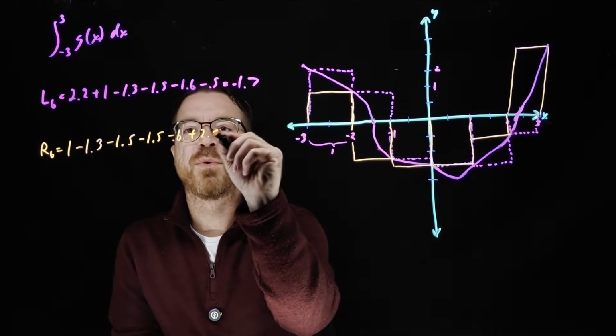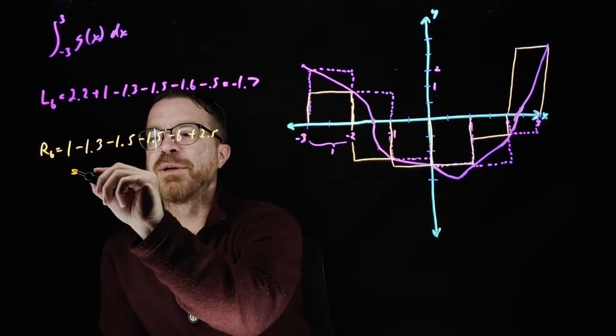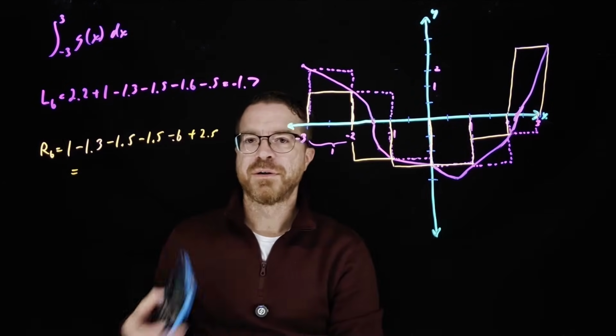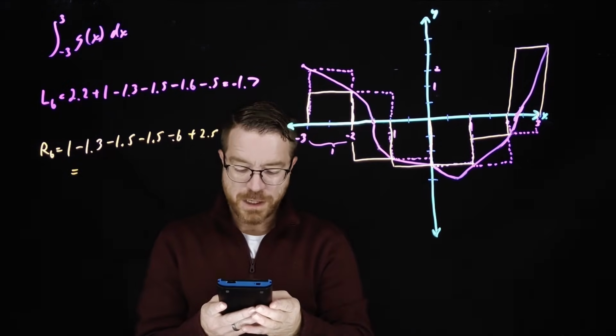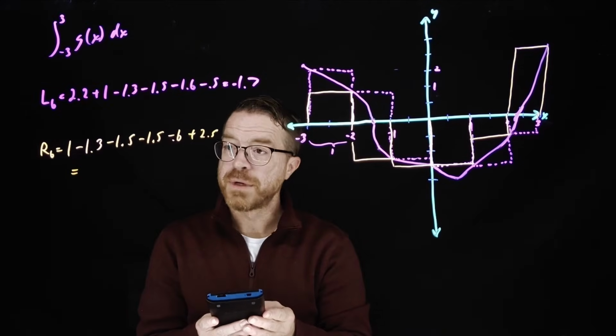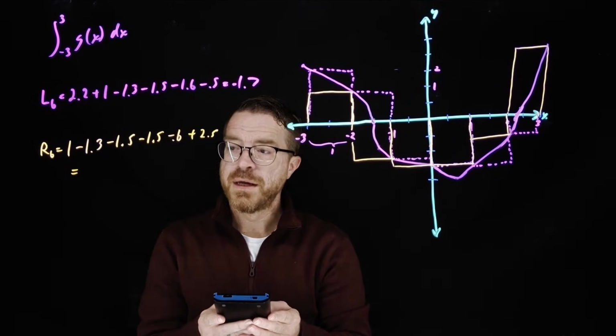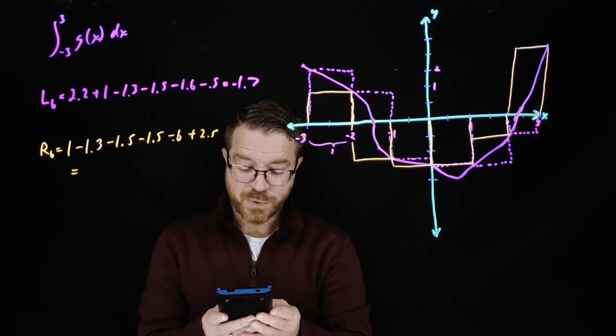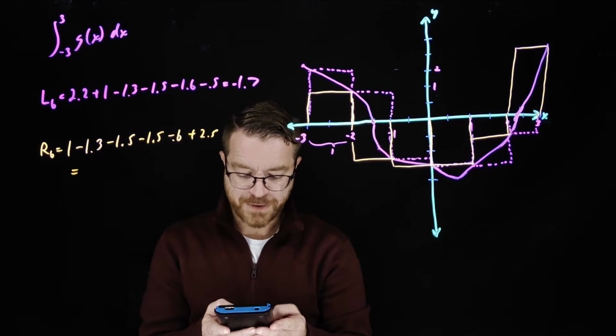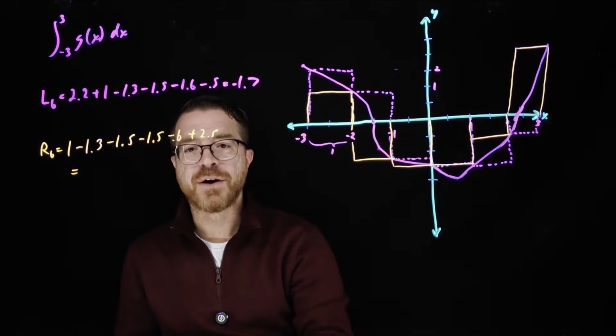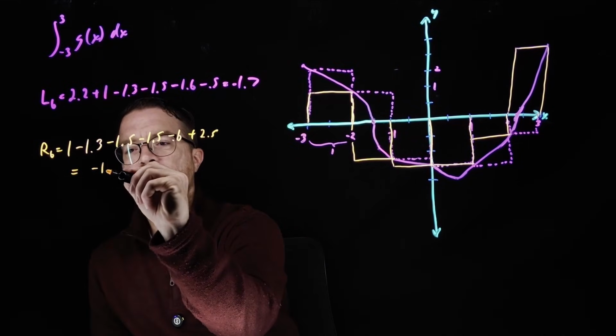So plus 2.5. So then again, what I'm going to do is I'm just going to use my calculator to make sure I don't make any stupid math errors. So it's going to be 1 minus 1.3 minus 1.5 minus 1.5 minus 0.6 plus 2.5. And doing this, I get an area of negative 1.4.